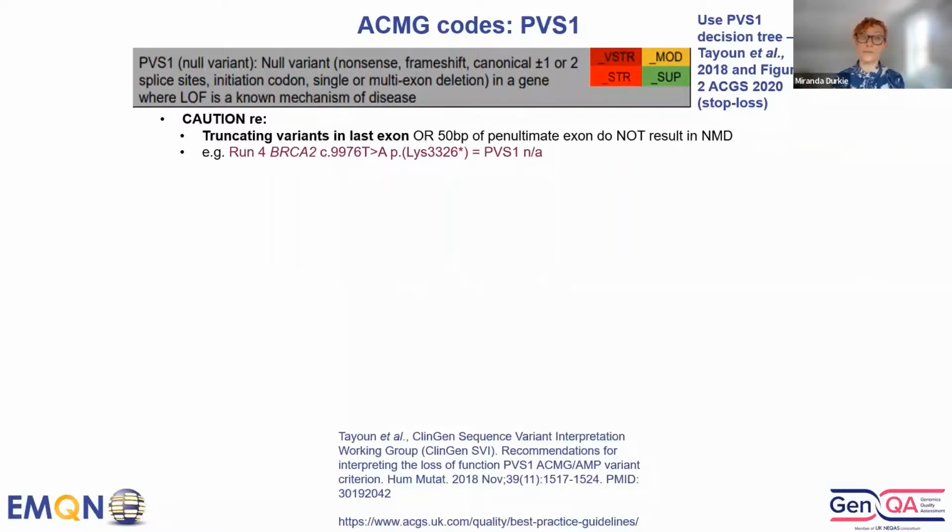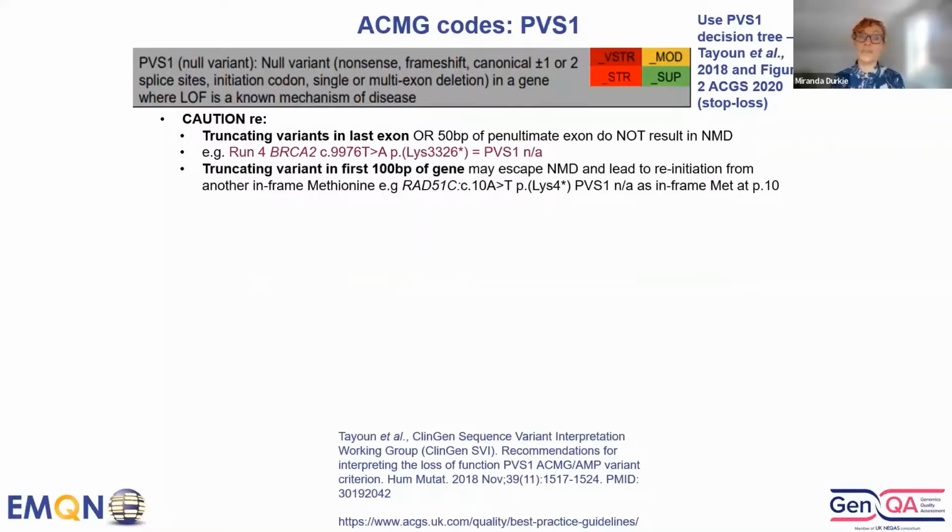So a good example of this is in run 4, we included the classic BRCA2 benign variant, p.Lys3326Ter. And for that variant, you really would not use PVS1 because we know that area of the gene is not conserved and that is a very common variant in the population. On a very similar theme, truncating variants in the first 100 base pairs of the gene may also not be subject to nonsense-mediated decay because you can get reinitiation from another in-frame methionine. So a good example of that, we've not included it in the scheme yet, is RAD51C. You can get a p.Lys4Ter nonsense mutation, and again, you've got an in-frame methionine at codon 10. So it would not be a good idea to use PVS1 for that variant.